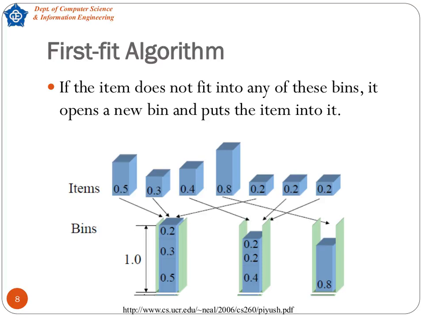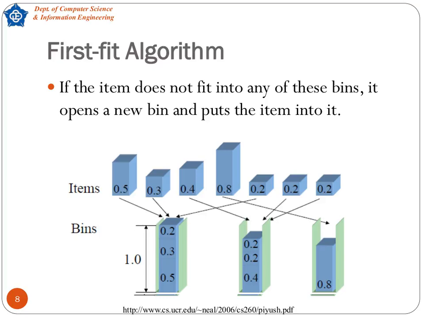5. Now we encounter the first 0.2 item. It fits perfectly into bin 1. 0.8 plus 0.2 equals 1.0. Bin 1 is now completely filled. Bin 1: 0.5, 0.3, 0.2. Bin 2: 0.4. Bin 3: 0.8.